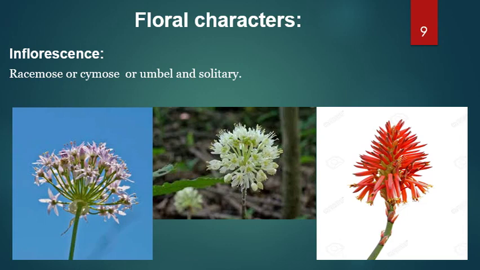And in some cases, this Liliaceae family exhibit umbel inflorescence. In this case, inflorescence consists of a number of short flower stalks which spread from a common point, somewhat like umbrella ribs. And the flower is solitary, like rose. So the solitary flower has a large corolla to attract insects.